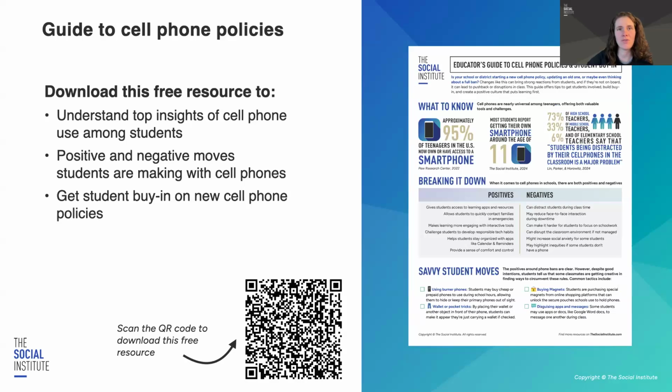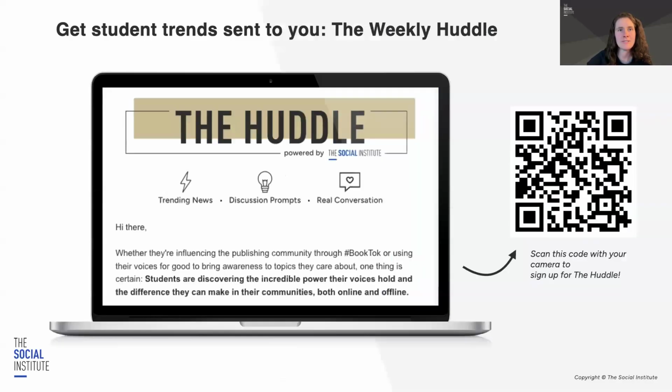Another great resource as we're thinking about policies is a guide to cell phone policies. This resource helps you to understand the top insights of cell phone use among students, positive and negative moves students are making with cell phones, getting student buy-in on new cell phone policies. So again, thinking about making your AI policy, a lot of what we're talking about here, getting that student buy-in, that's going to tie right over. So these are great launching points for all of your policy creation, but specifically you can then think about how that pertains and relates to what you're working on with AI here.